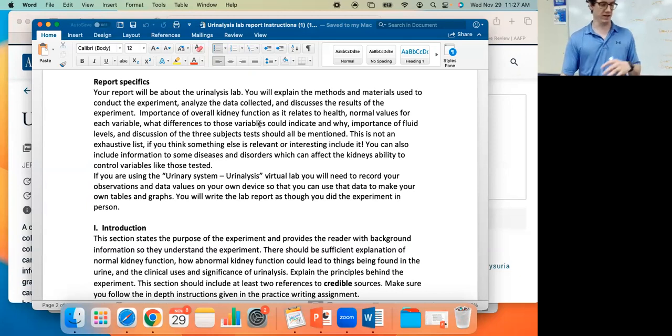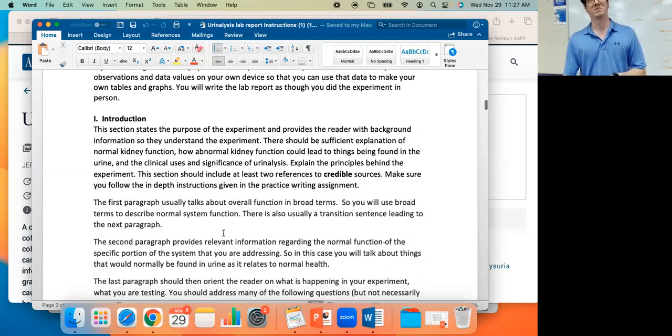Essentially what you're going to do here in the introduction is you're going to talk about the overall point of the urinary system, like what it's trying to do, what it's trying to regulate, and then you can talk about some of the things that can go wrong. Okay.